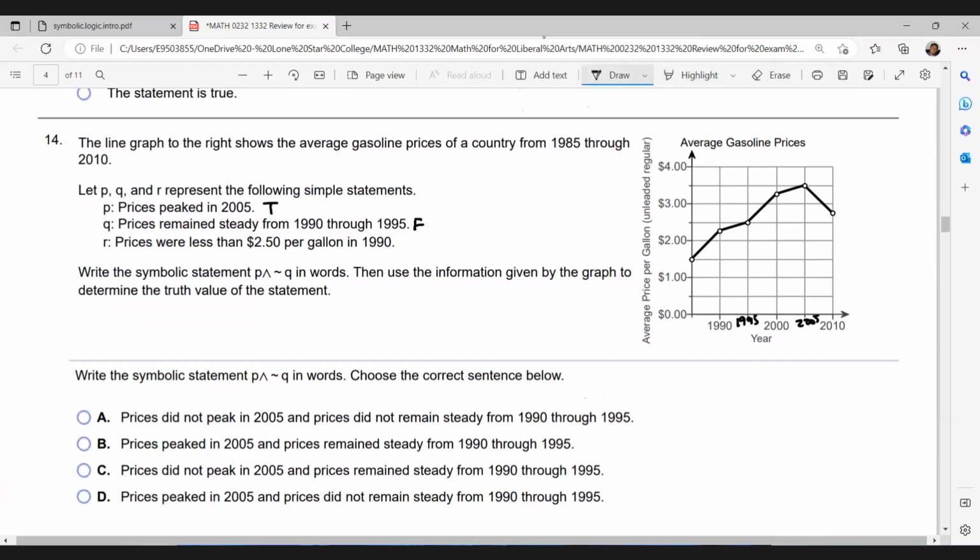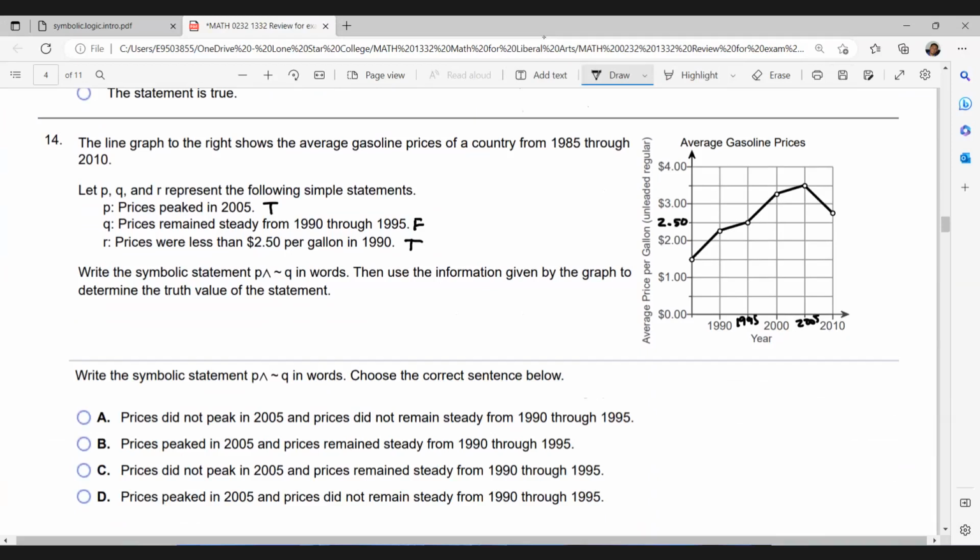R, prices were less than $2.50 per gallon in 1990. Okay, so that is also false, because right here is $2.50, and in 1990, oh, actually that is true. Okay, yes, so that is true. So good thing we looked at the graph.